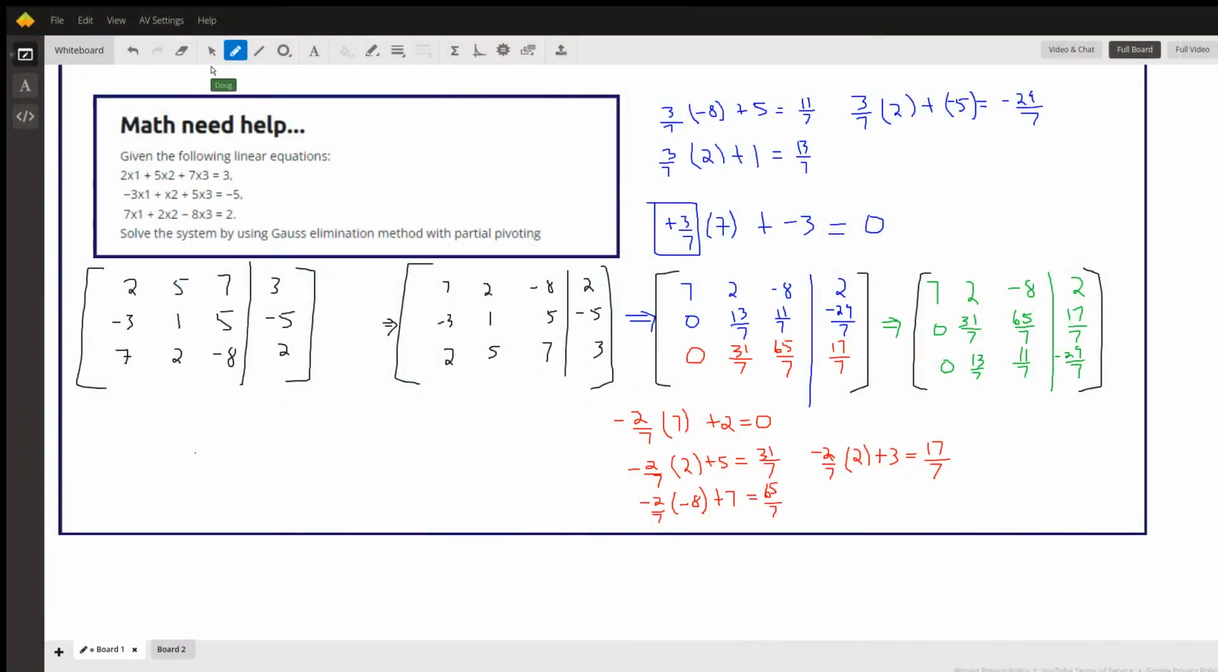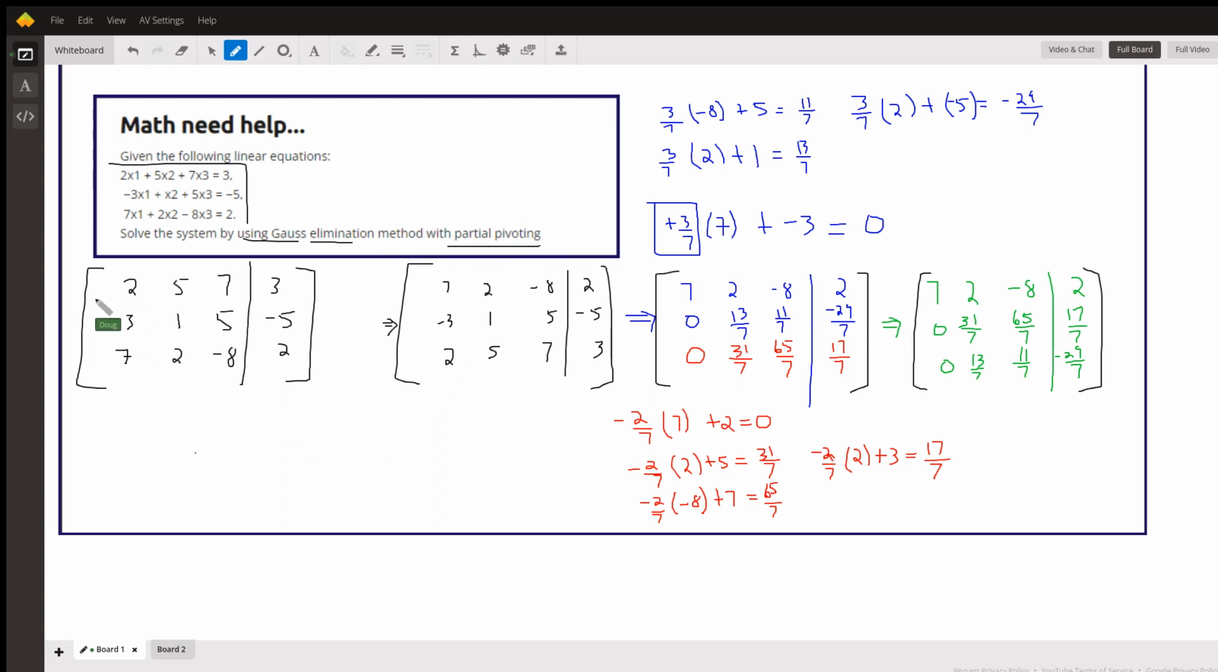Okay, you're given this system of three equations, three unknowns, asked to solve the system using Gaussian elimination with partial pivoting. Okay, so I'm going to go through this pretty quickly. Pause the video and take notes when you need to.